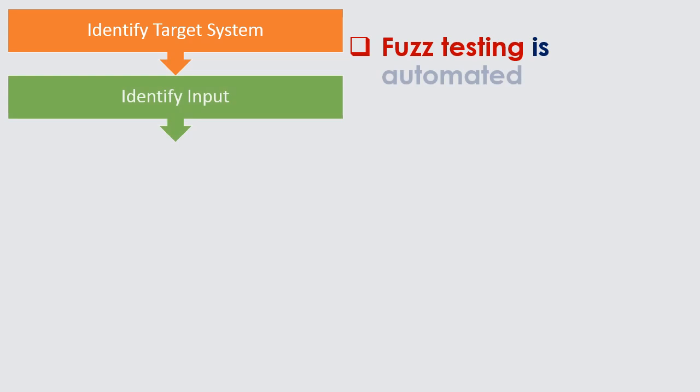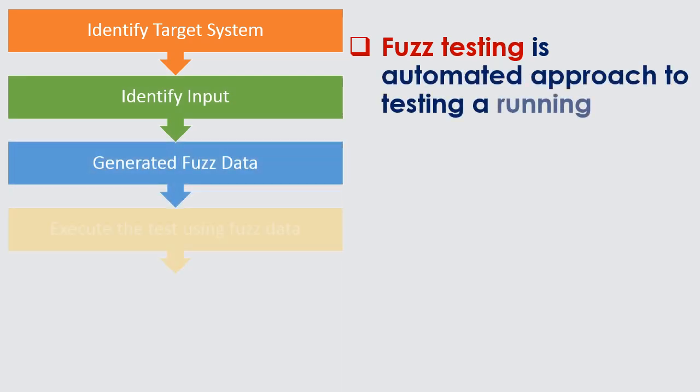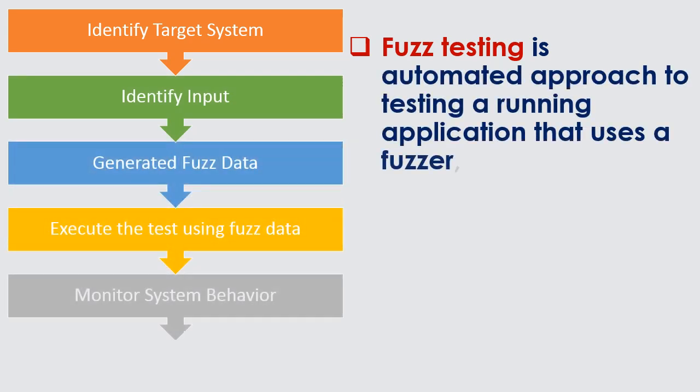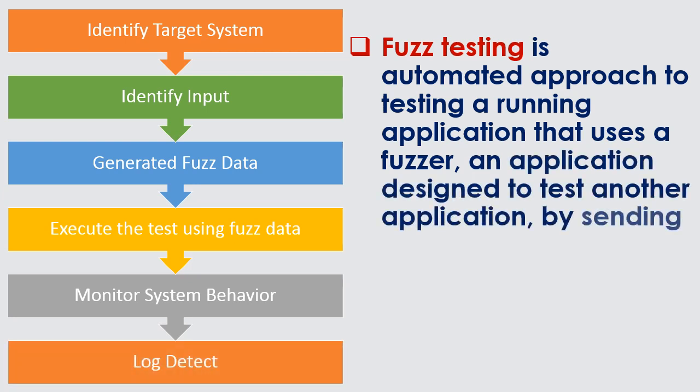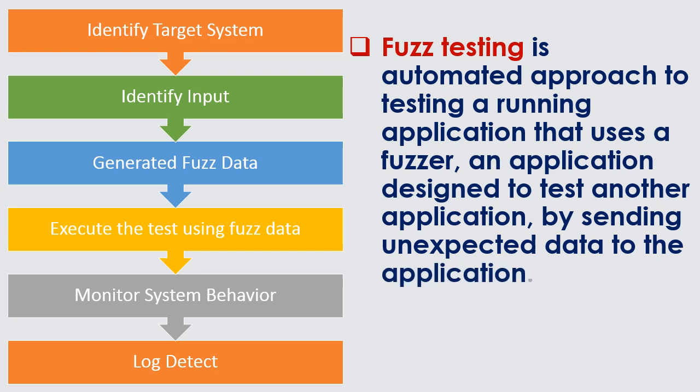Fuzz testing is an automated approach to testing a running application that uses a fuzzer, an application designed to test another application, by sending unexpected data to the application. The tester can then observe how the application responds to receiving the random data from the fuzzer.